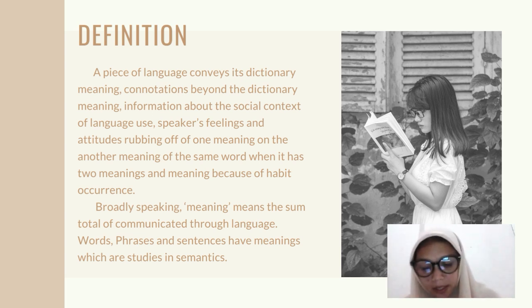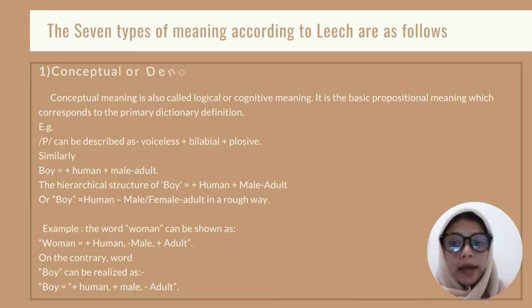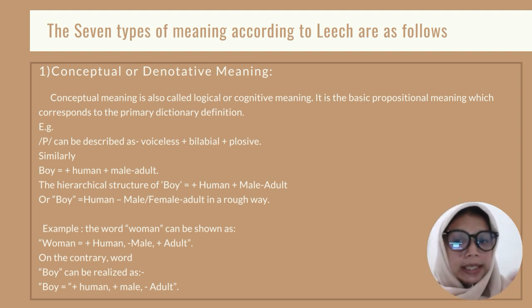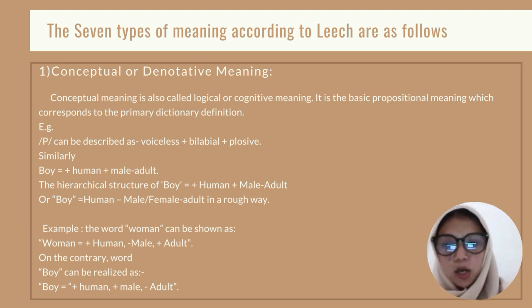Broadly speaking, meaning is the sum total of what is communicated through language. Words, phrases and sentences have meaning, which is studied in semantics. Okay, I have explained to you the definition of the seven types of meaning. So, in this slide, we talk about the seven types of meaning, which are as follows. For the first, there is conceptual or denotative meaning.